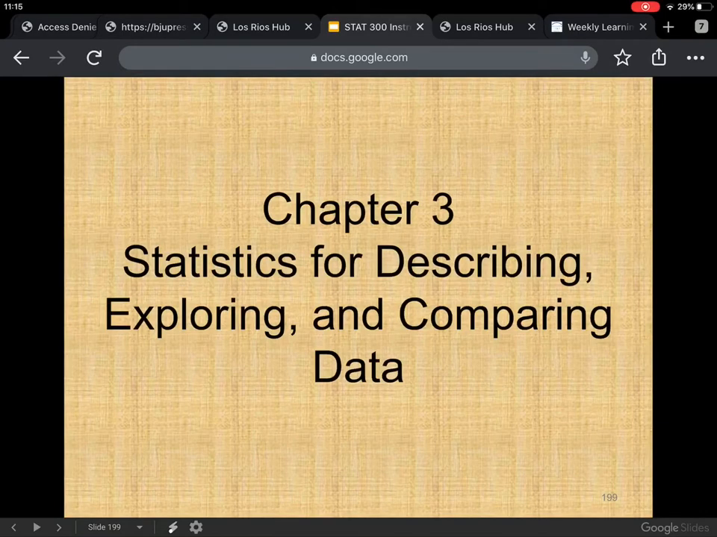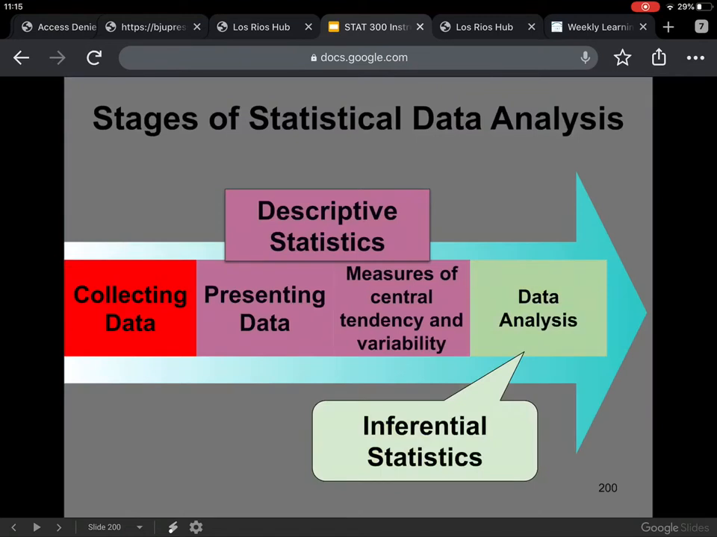Okay, guys, we're going to start chapter 3 here. And in chapter 3, we're going to talk about statistics for describing, exploring, and comparing data. And where are we in this little arrow? So we've talked about in the very first chapter collecting data, sampling, abuses of statistics, and so forth. And then in chapter 2, we just talked about presenting data, different graphs, histograms, frequency distribution tables, those kind of things. And now in chapter 3, we're going to look into measures of central tendency and variability.